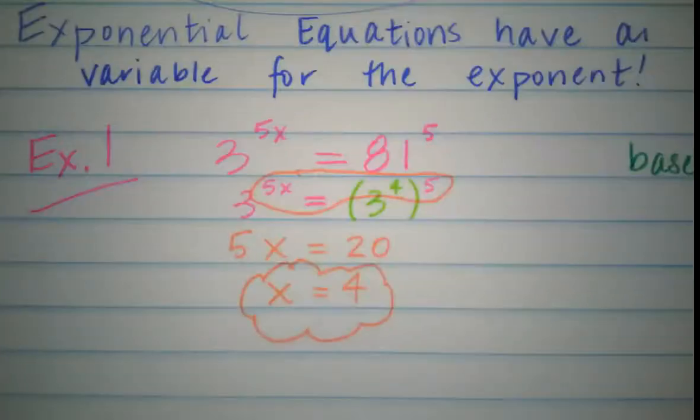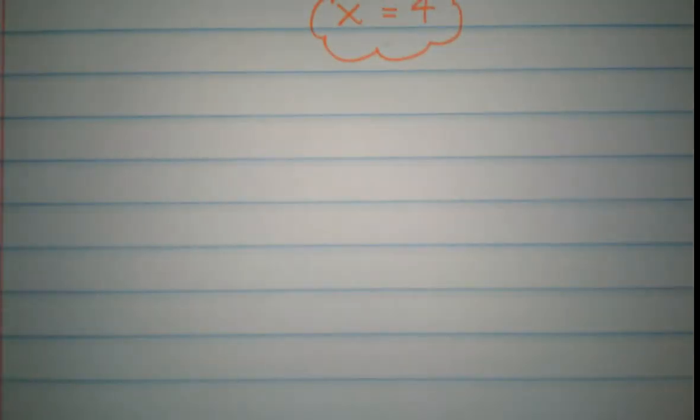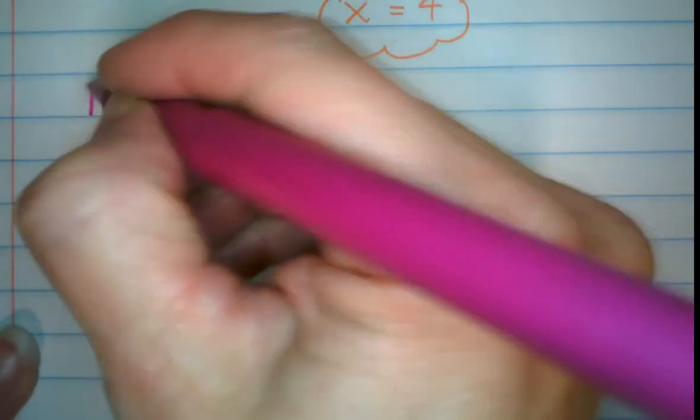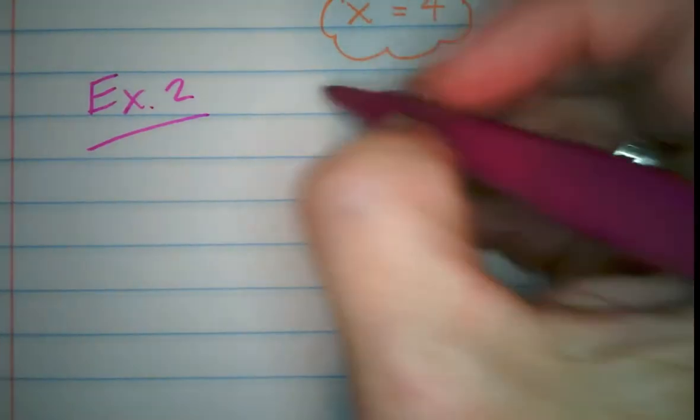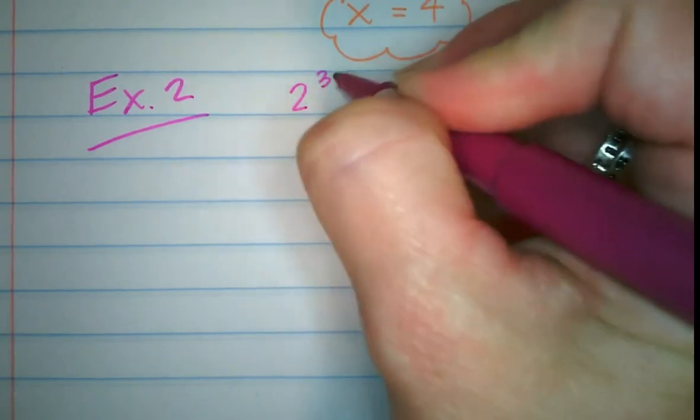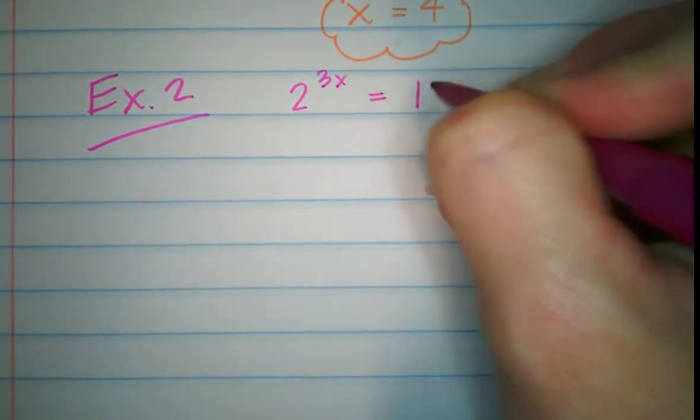All right, let's try another one. Okay, hold on, let me move around a little bit. All right, so example 2. So this one is easier. 2 to the 3x equals 16.